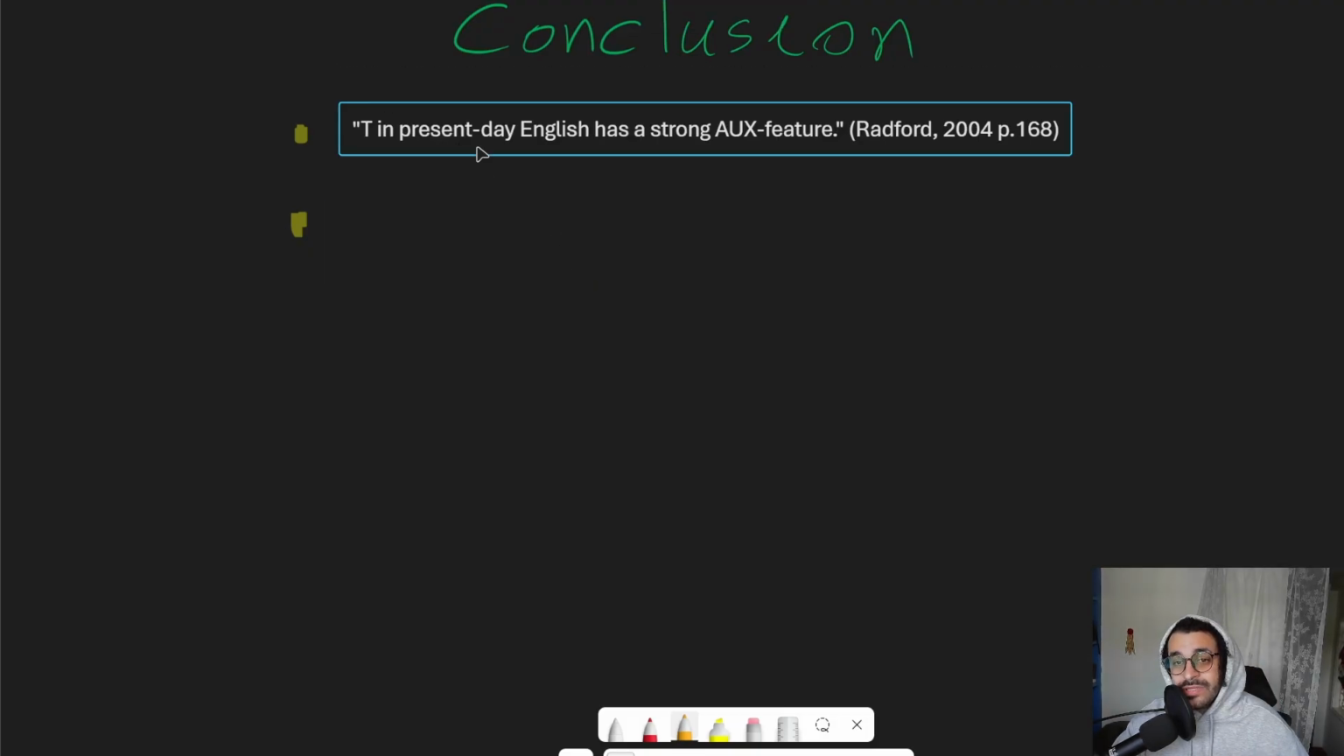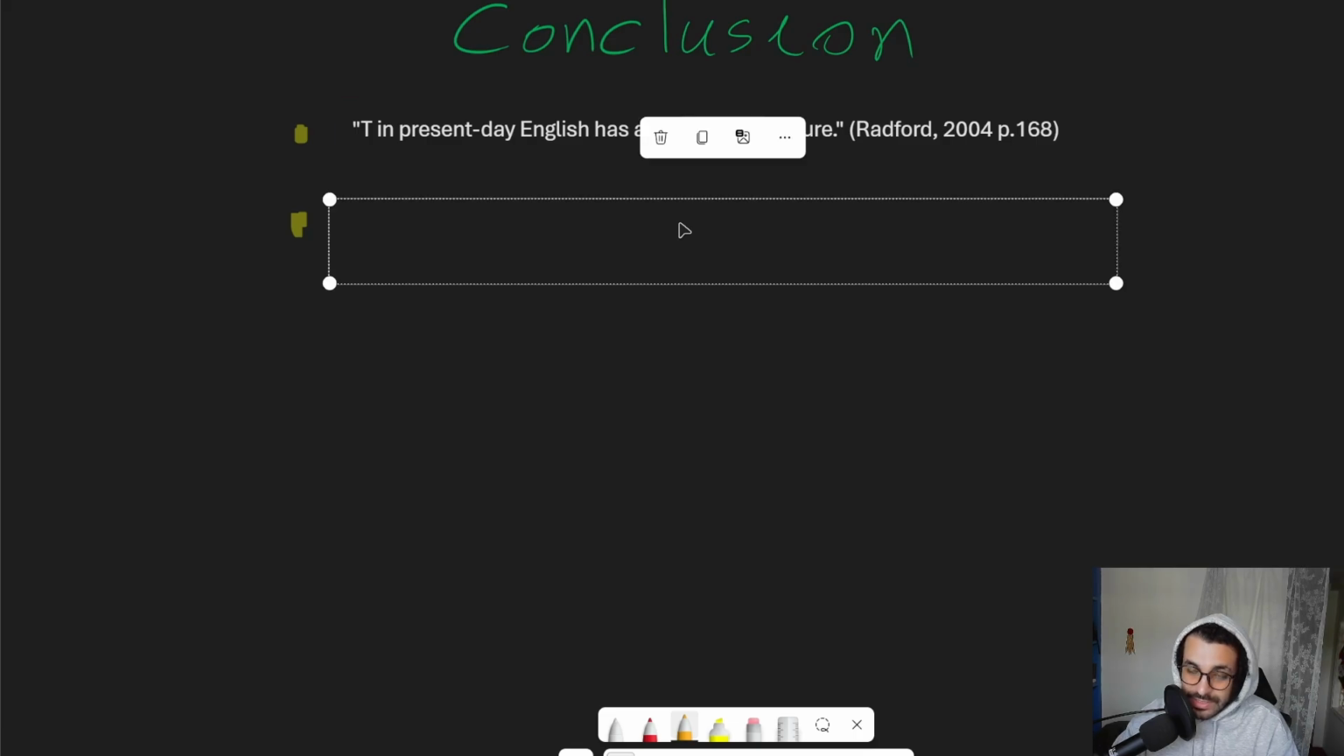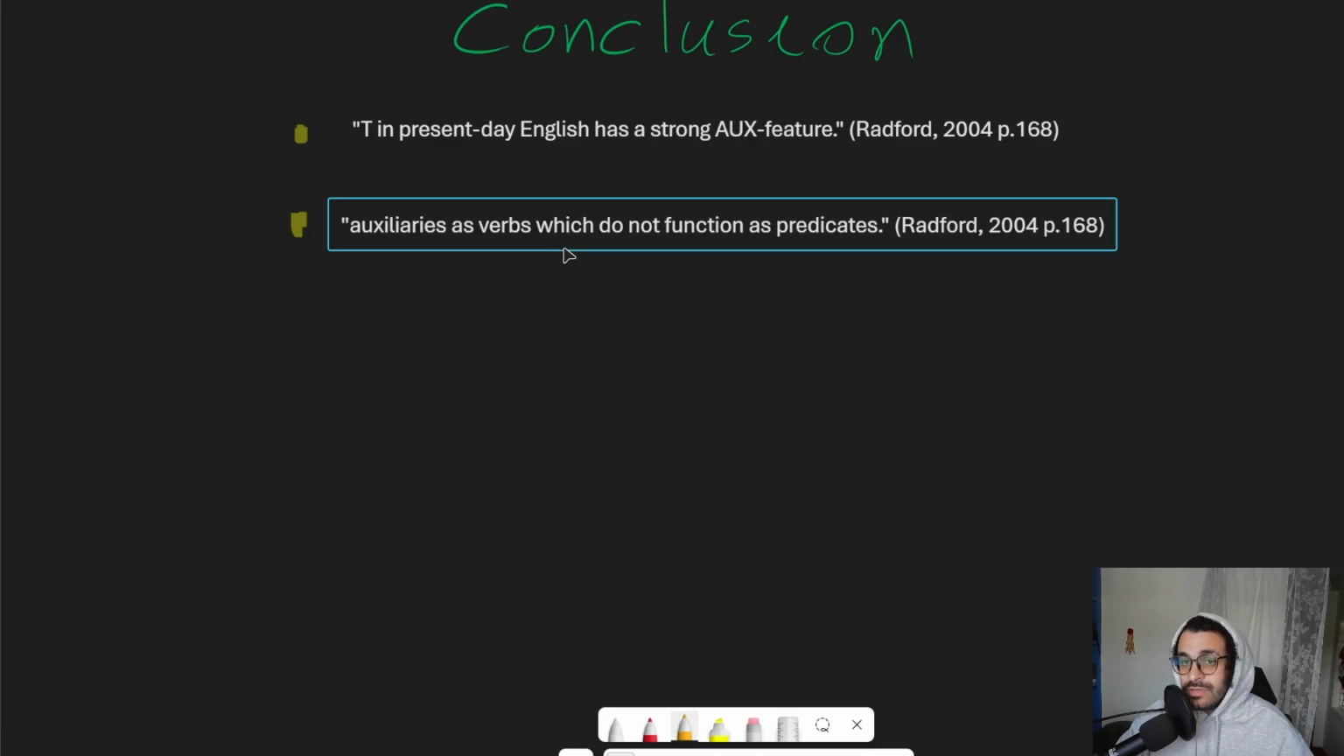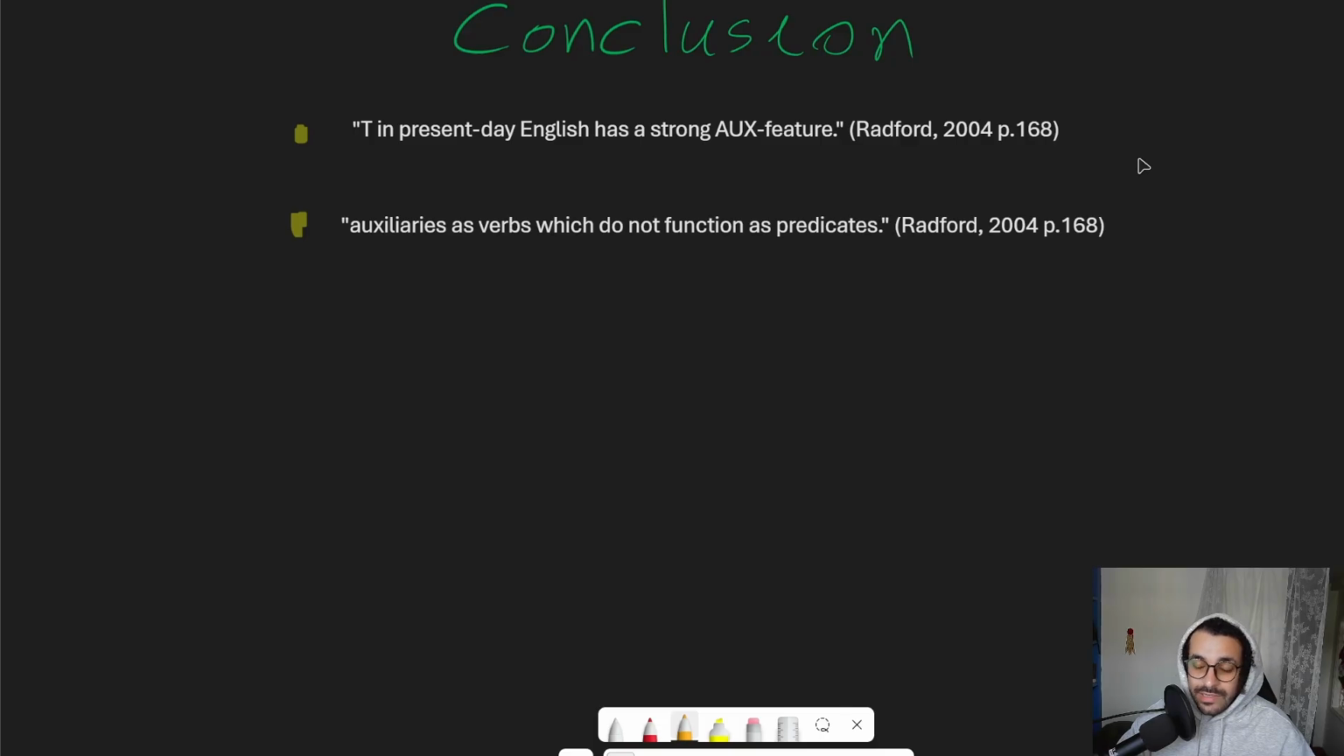First one is T in present day English has a strong auxiliary feature. Simple. Therefore, an auxiliary will be moved to the T if that position is empty. The other thing is auxiliaries are verbs which do not function as predicates. So they're more like dummies. To distinguish between auxiliaries and main verbs, auxiliaries do not predicate. They don't assign theta roles and cases and what's not. We shall talk about theta roles and cases in due time. Plus, I talked about feature evaluation in one of my videos. I advise you to check the playlist and see if you can keep up with what's there.